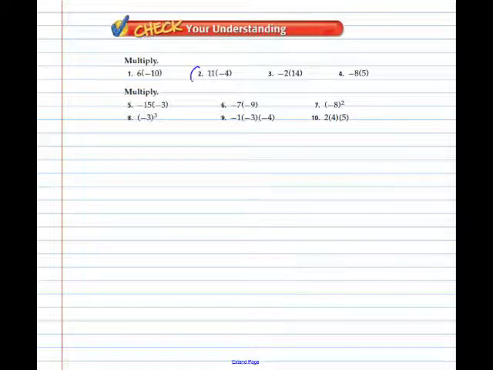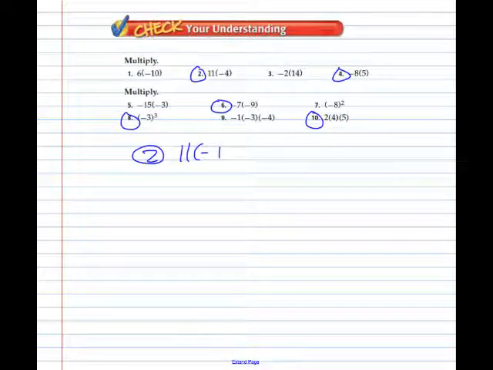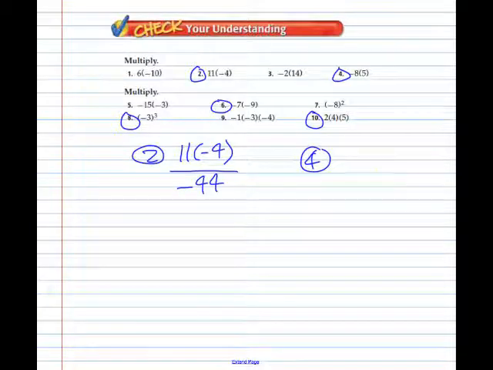We'll do just the odd or the even numbers on this set of examples. So we'll do number 2, number 4, number 6, number 8, number 10. Number 2, 11 times negative 4. Negative times a positive is a negative, negative 44. Number 4, negative 8 times 5. Negative times a positive, negative 40.